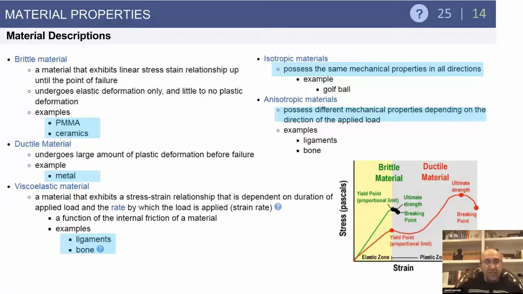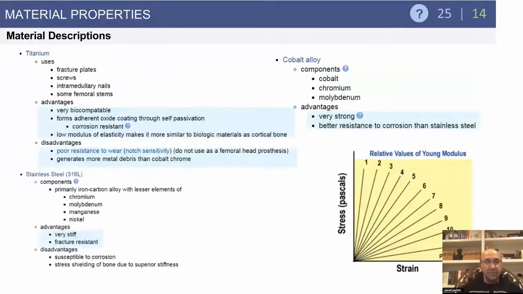Viscoelastic material is one that exhibits a stress-strain relationship that's dependent on the duration of the load and the rate by which the load is applied. Examples would be ligaments, bone, cartilage. Isotropic material possesses the same mechanical properties in all directions, and anisotropic has different properties in different directions. Again, commonly asked questions.